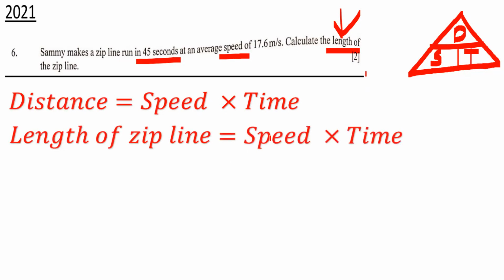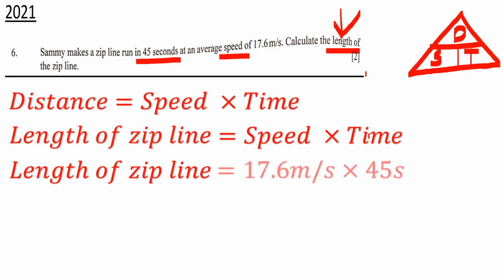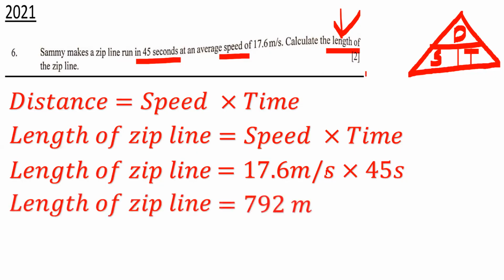What is the length of the zip line? We're going to take the speed and multiply it by the time. What is the speed? The speed is 17.6 meters per second. And what is the time? The time is 45 seconds. So 17.6 meters per second multiplied by 45 seconds. When we multiply them together, we get 792 meters. So the length of the zip line is going to be 792 meters. Okay, let's move on to the next question.